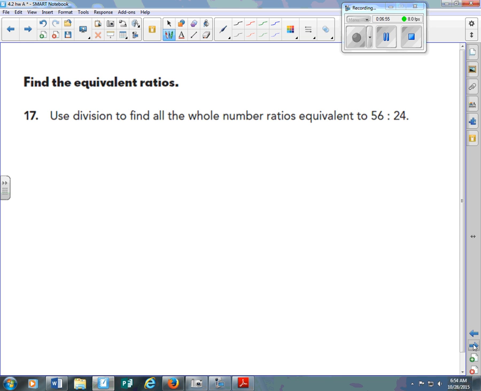Use division to find all the whole number ratios equivalent to 56 to 24. Again, I would write these as a fraction because it makes it a lot easier. So let's just start right off by dividing by 2. So 56 and 24. And I'm just going to write divided by 2 right here. We get 28, and we get 12.